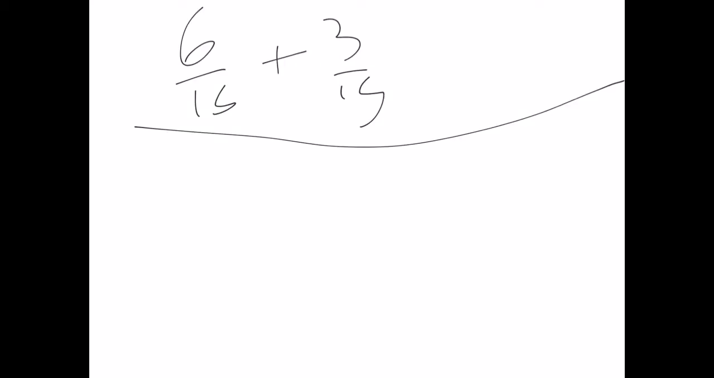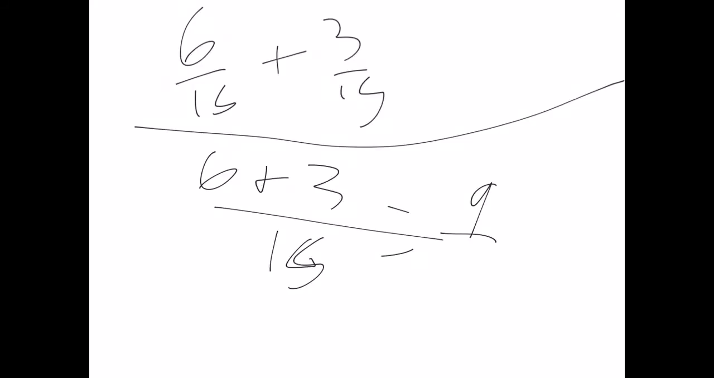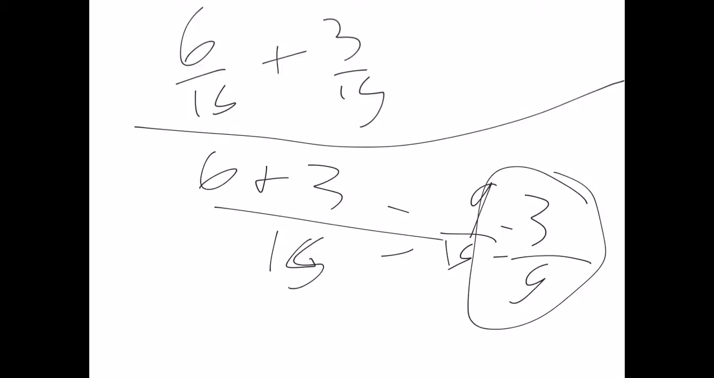This is how to add fractions. First, since they are common denominators, you could go straight away and line them up. It's set up like this. Okay, 6 plus 3 equals 9 over 15. And since 3 can go into both of them, it can be simplified. 3 can go into 9 3 times. 3 can go into 15 5 times. So our answer is 3/5.